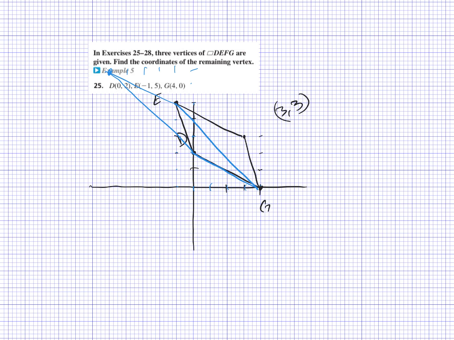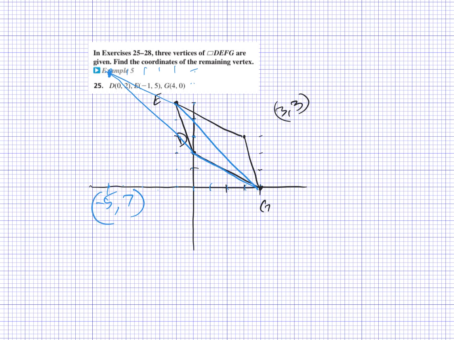Okay, so crazy stuff. So that would be at D. We went up 5 and over 5. So 1, 2, 3, 4, 5. So that's at negative 5. And up 1, 2, 3, 4, 5, 6, 7. So negative 5, 7 is the other possibility.